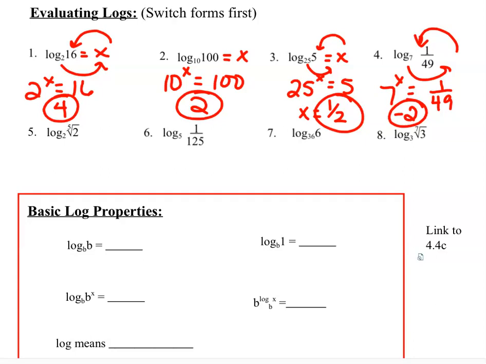Okay. Looking at the next one. 2 to some power is supposed to get us the 5th root of 2. But how can we write a 5th root using an exponent? 1/5, just like a square root is a 1/2. A fifth root would be a 1/5. So 2 to the 1/5 is going to be the fifth root of 2. So our answer would be 1/5. All right, I'm going to pause the video. I want you guys to try the next 3.